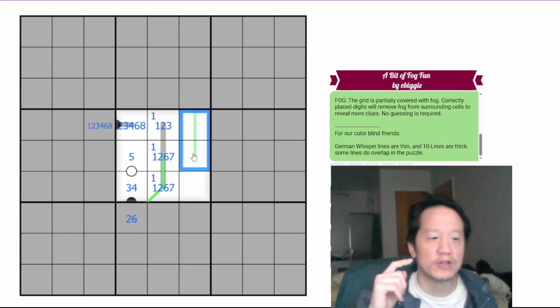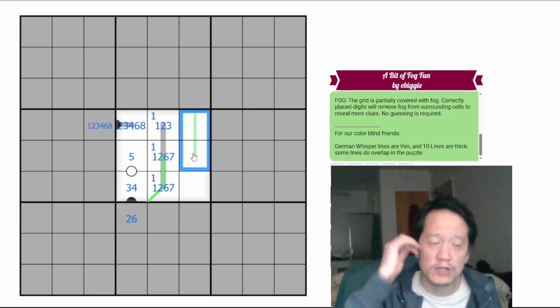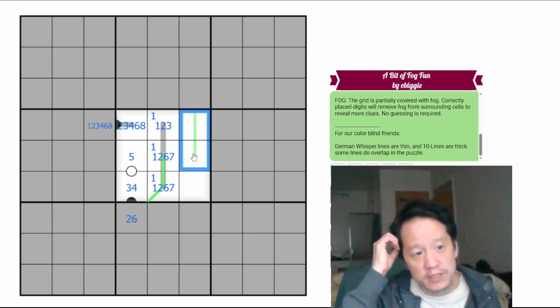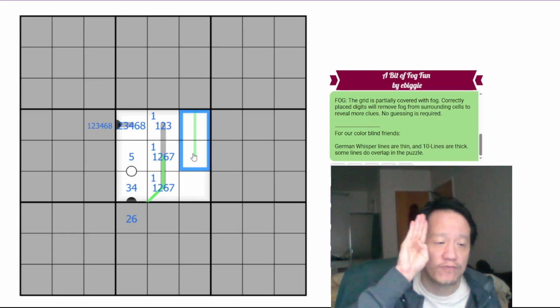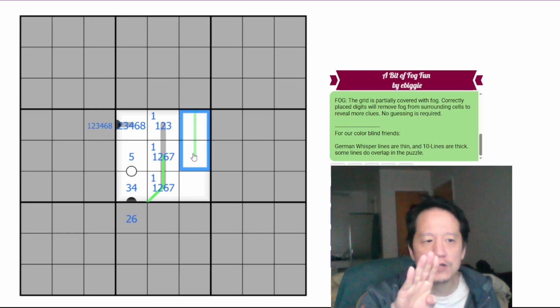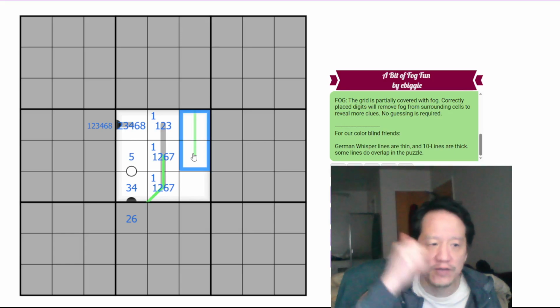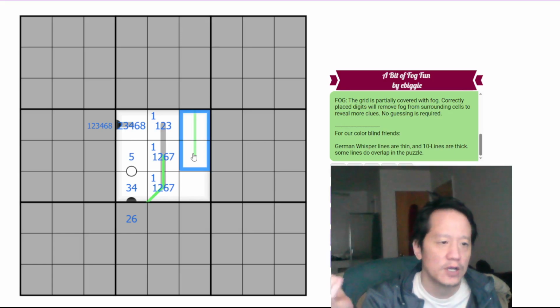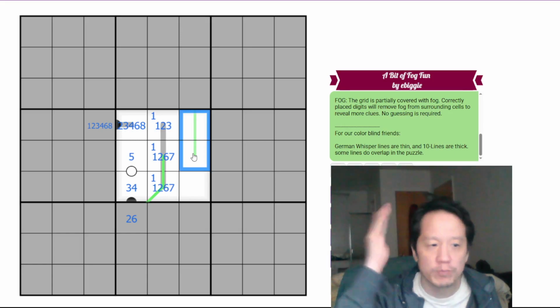On a German whisper line, you'll always alternate between low digits and high digits. The reason is because if you have a digit that's from 1 through 4, what digits can be next to it? A 4 can only have a 9 next to it, a 3 can only have an 8 or 9 next to it, a 2 can only have 7, 8, and 9 next to it, and a 1 can only have 6 or above next to it.